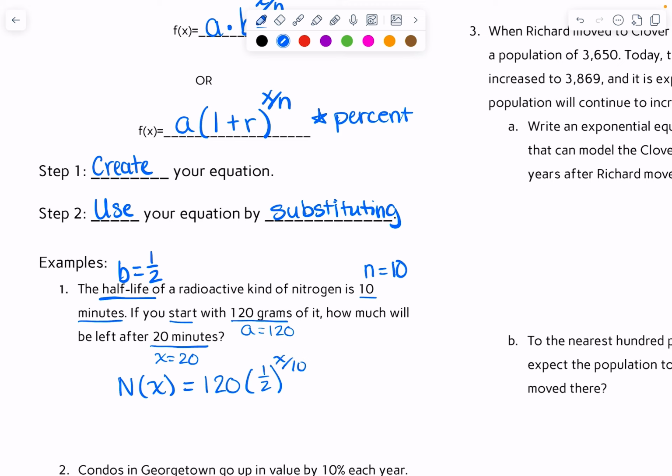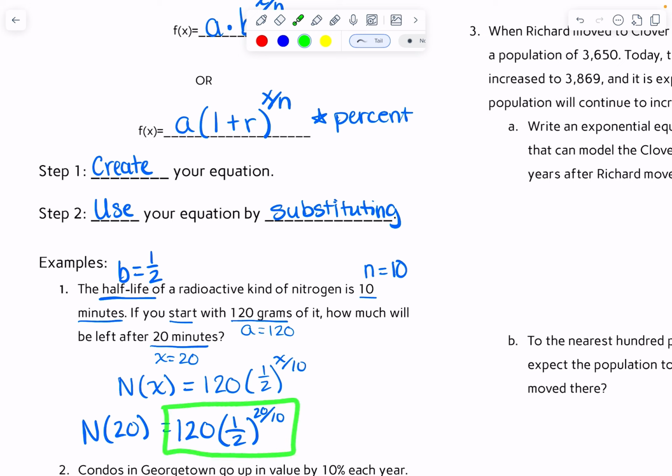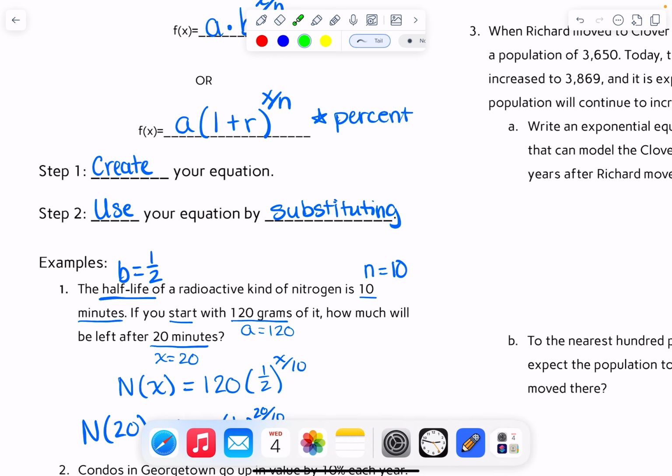But then we know that we're looking specifically for 20 minutes. So how much nitrogen is left after 20 minutes? We're going to substitute 20 in place of that x and get 120 times 1/2 to the 20 divided by 10. And we can put this whole expression right into our calculator. So let's go over to our calculator.